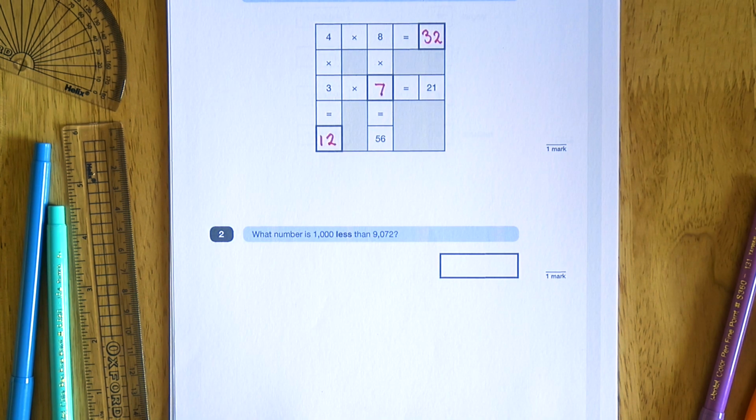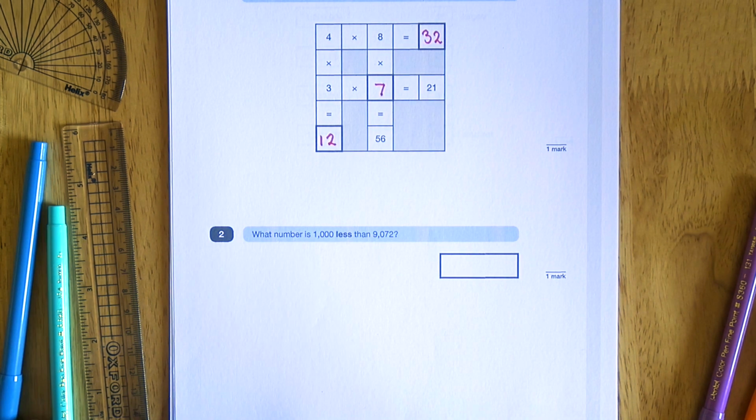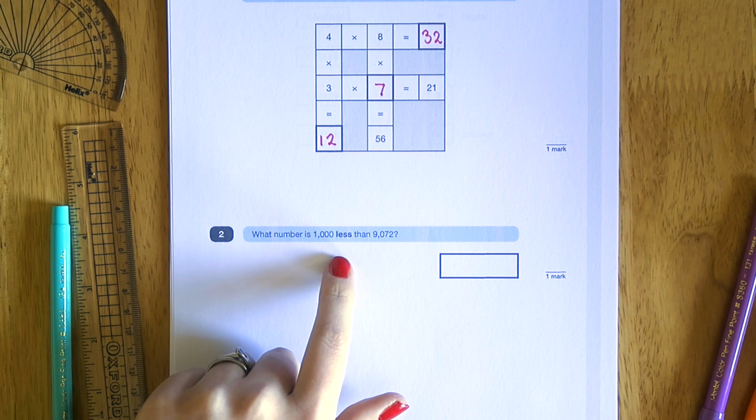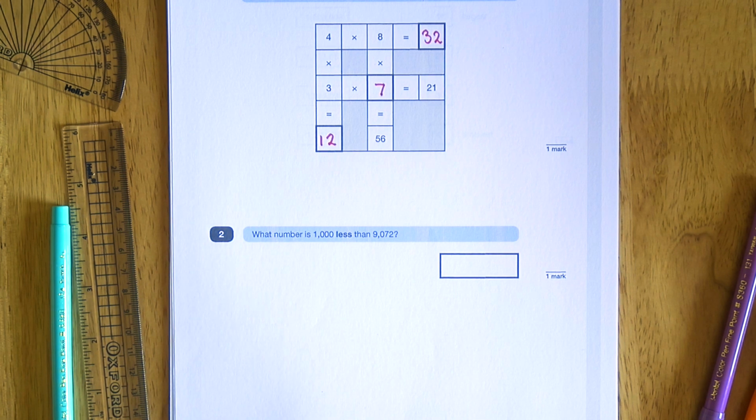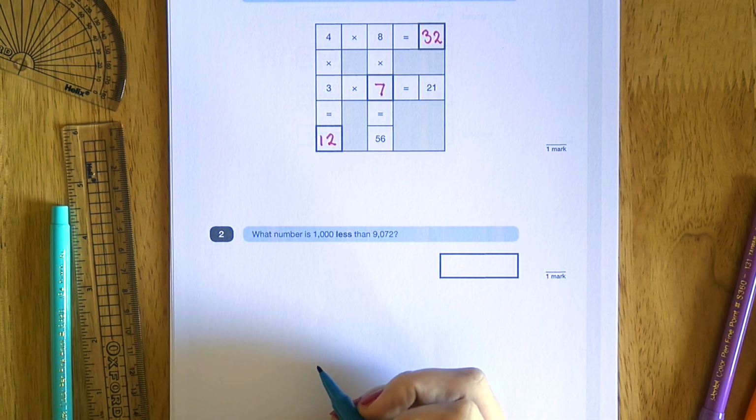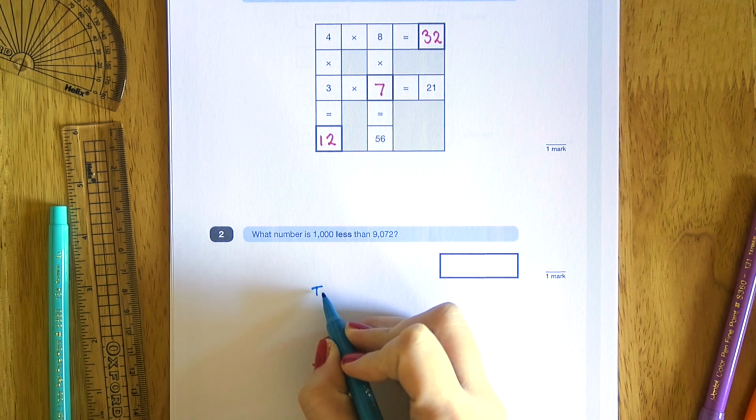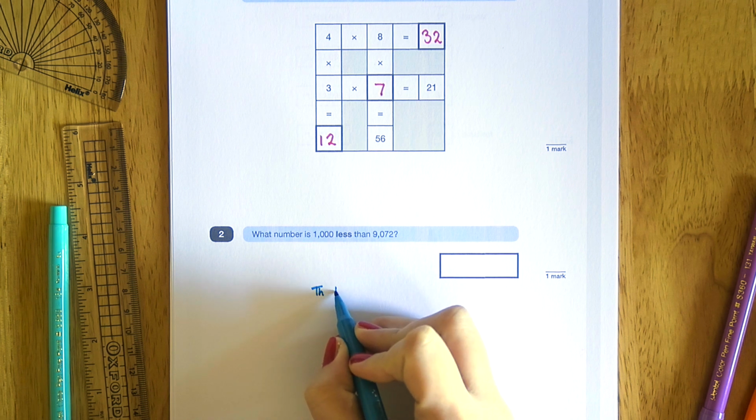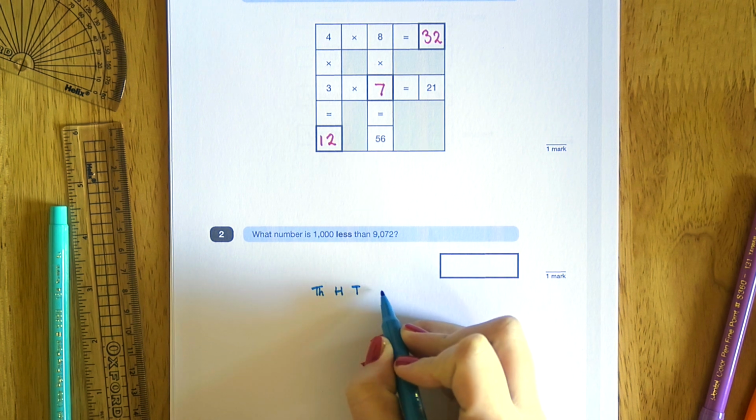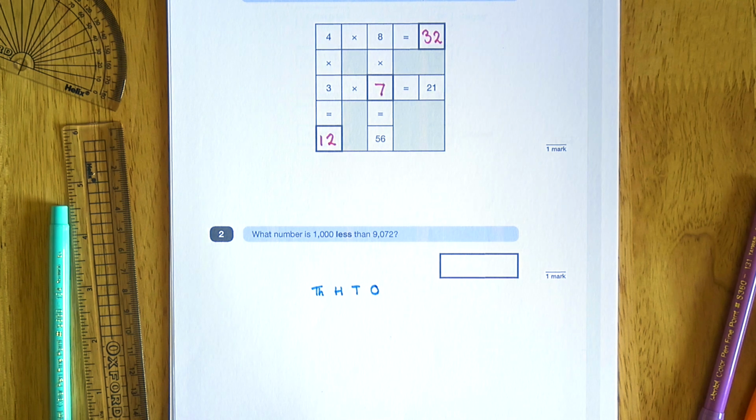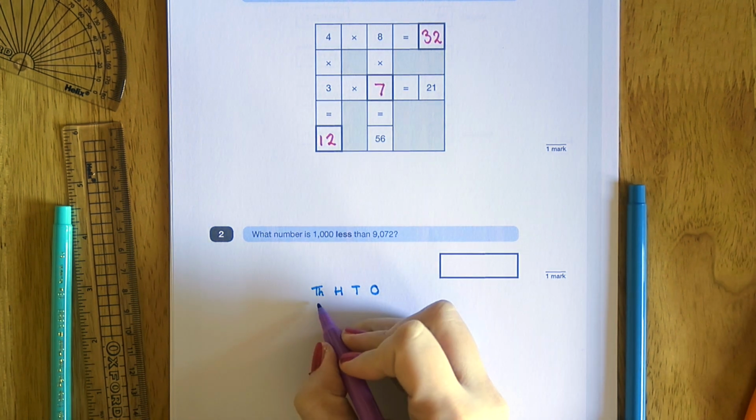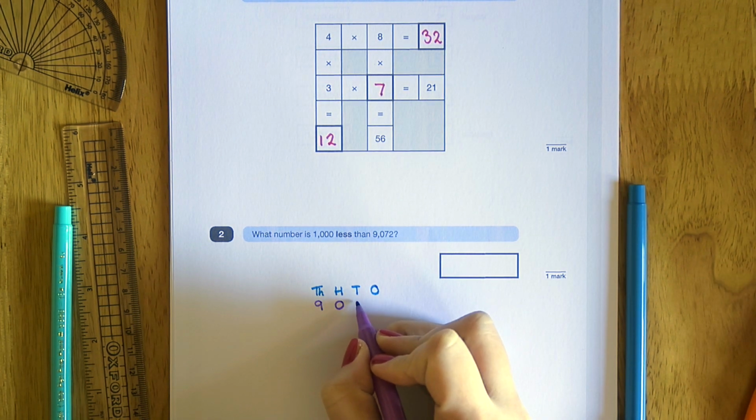Looking at question 2, it says what number is 1000 less than 9072? So for this we've got to think about our place value. So it's a 4-digit number, so we've got thousands, hundreds, tens and ones, and our number is 9072.